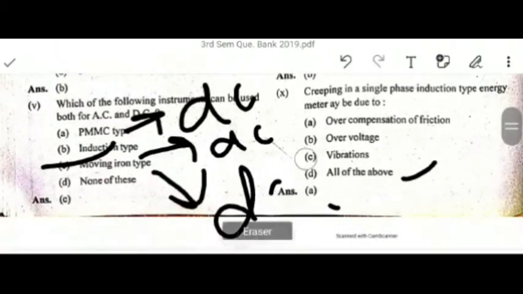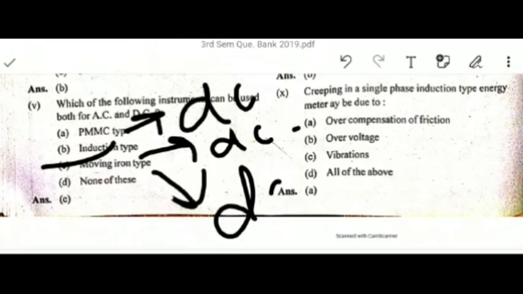Now in the 10th question: creeping in a single phase induction type energy meter is due to. The creeping of a single phase induction type energy meter is due to overcompensation of friction. If friction compensation is applied more and more, then creeping can occur. So option A will be the correct answer. So here our 10th question is completed.